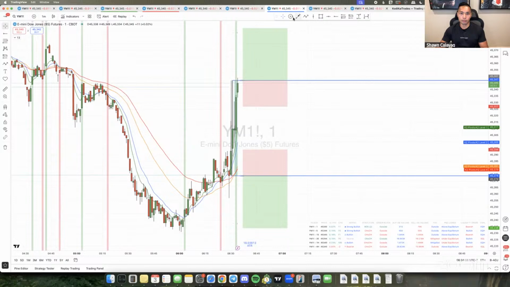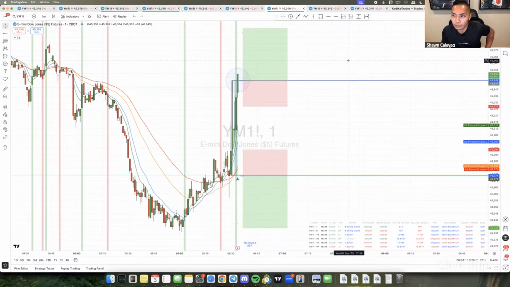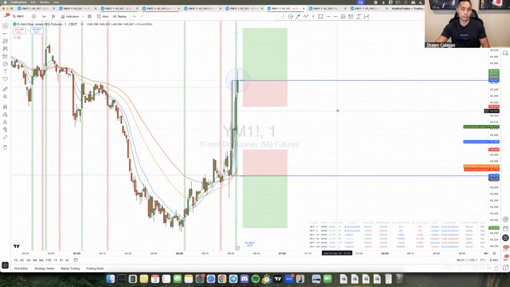So it tested it right there. I don't like the test, right? I want it to actually break past it. So first test right there. If it closes past this area, I'll be looking to take this for an ORB high. But again, I need it to actually have a clean break past it. I don't want it to keep testing it, and I don't want it to keep moving around from that area. I need it to cleanly break past it, close past it, hold past it, and actually retest and continue up higher.